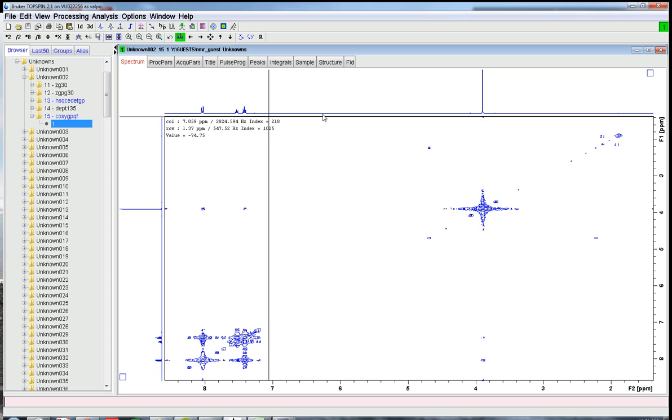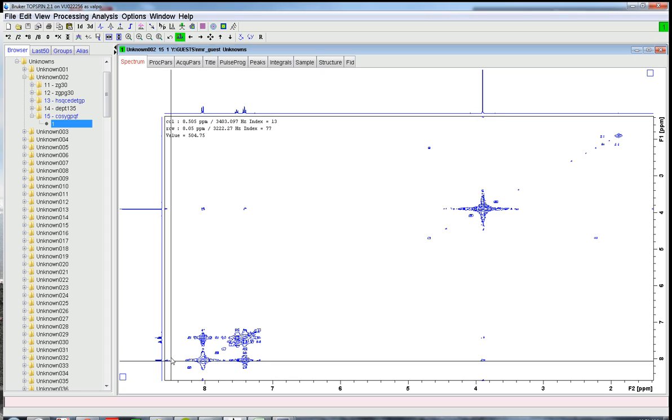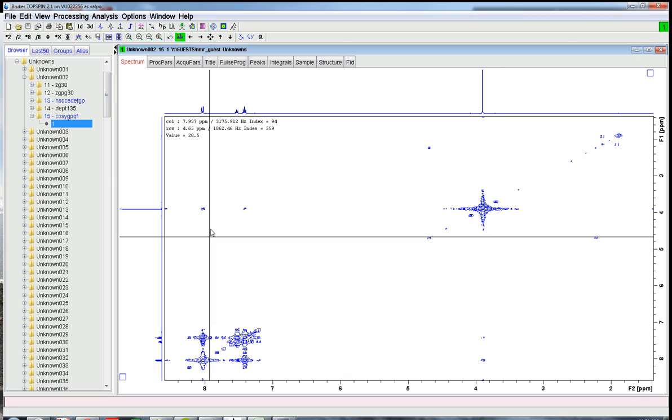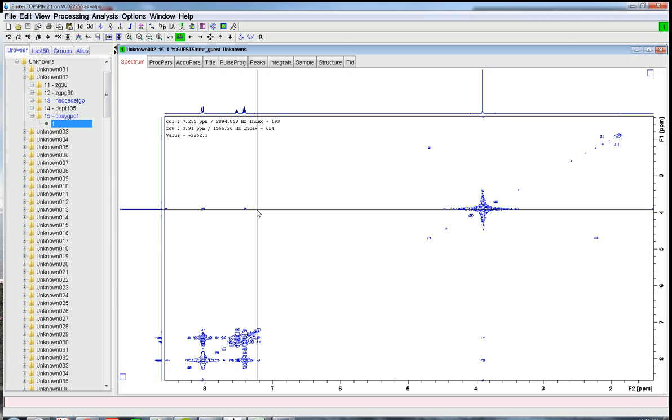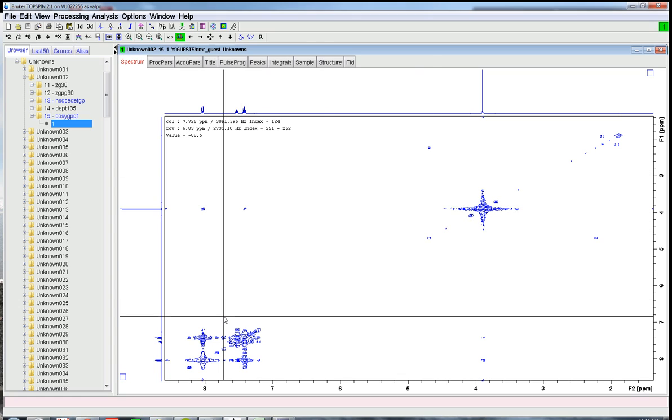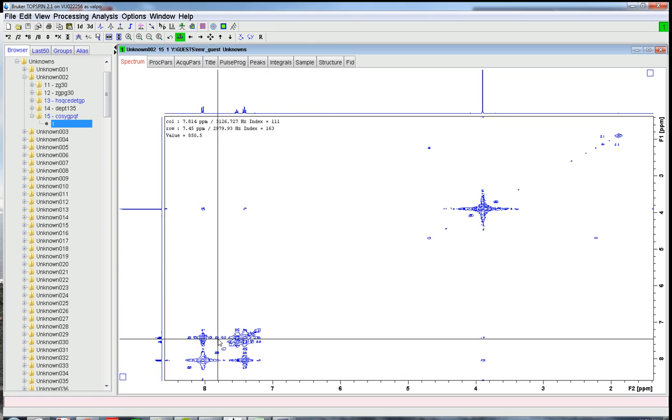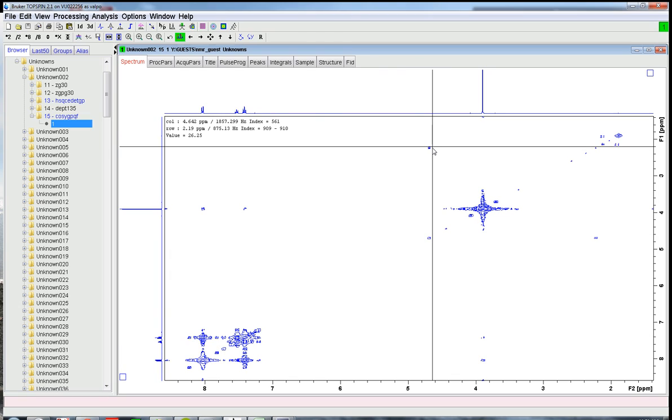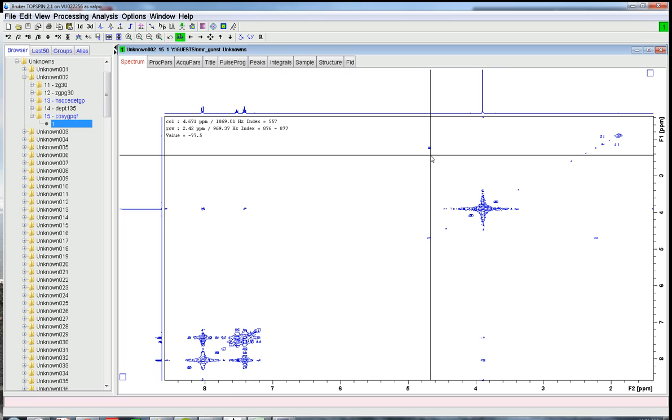So you have a proton dimension on top and a proton dimension on the left. And you see these cross peaks. Now, the first thing we need to do is reduce the intensity of this spectrum, because you'll see all of these little peaks here and here. These are just noise, or maybe from a small impurity.